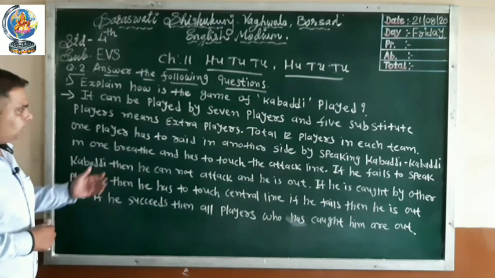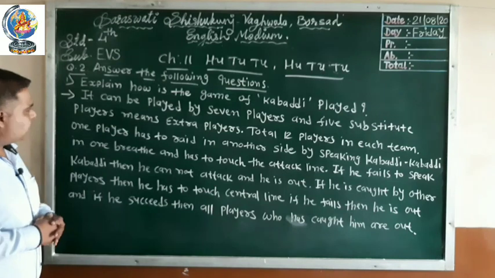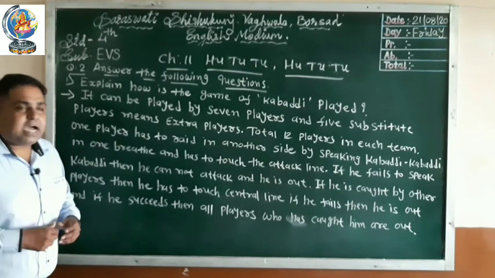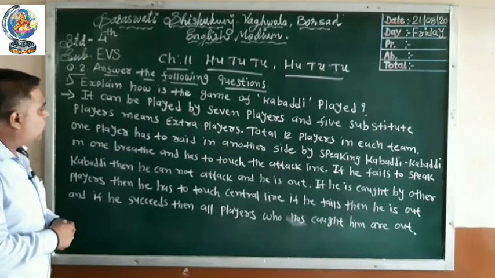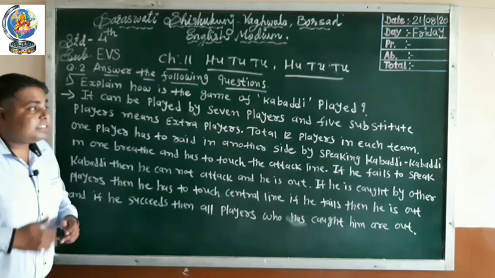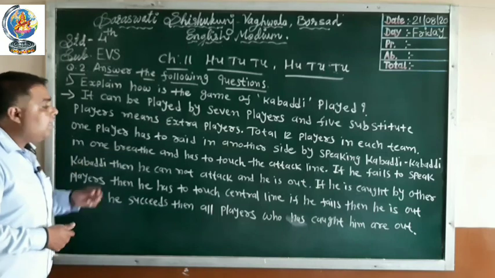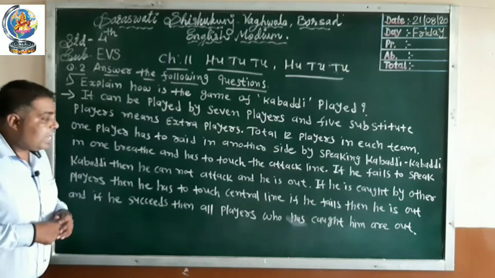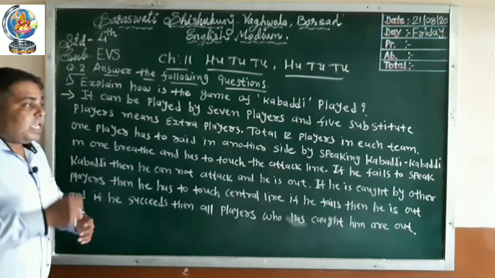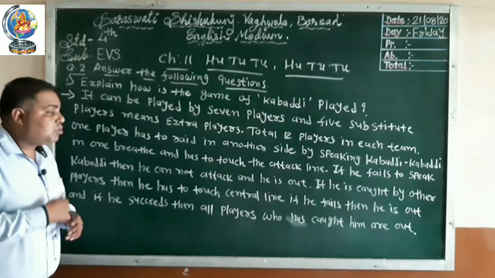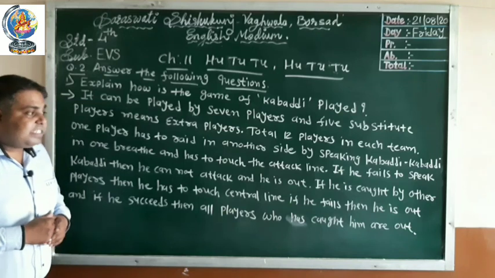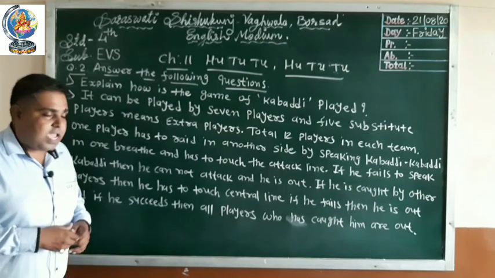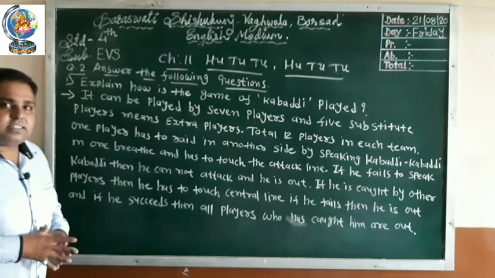The answer is quite long, so have a look first. It can be played by 7 players and 5 substitute players, meaning extra players. Total 12 players in each team. One player has to raid the other side by saying Kabaddi, Kabaddi in one breath and has to touch the attack line. If he fails to say Kabaddi, then he cannot attack and he is out. If he is caught by other players, then he has to touch the central line. And if he fails, then he is out. And if he succeeds, then all players who caught him are out. So students, this is the answer of the first question.